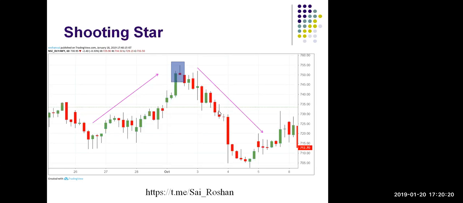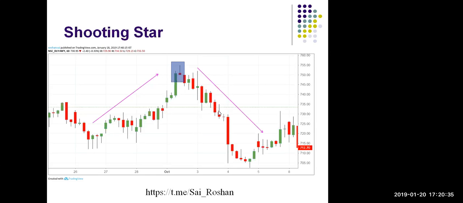But generally it's always advisable, because it's very difficult to find such things first of all, but if you find such a pattern at the end of an uptrending market, you could be very sure that the market is going to reverse.